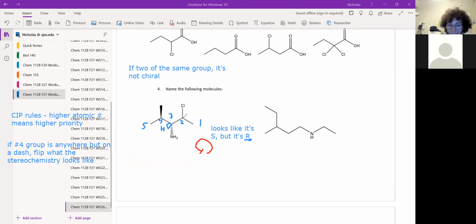A couple things. The free R, there's nothing wrong with it. I don't think you'd take points off, but it's not necessary if there's only one chiral center. So that's one thing. I don't think that's an issue. I just want to say you don't have to put it.